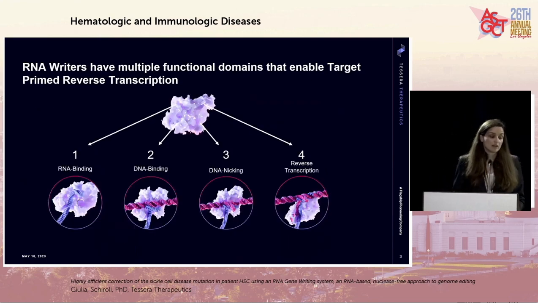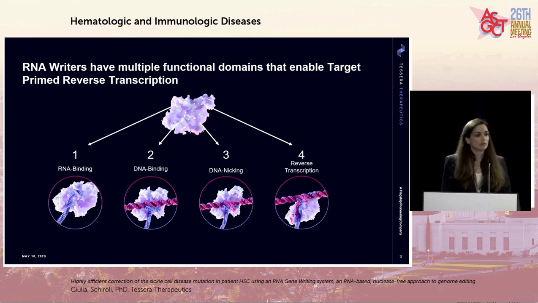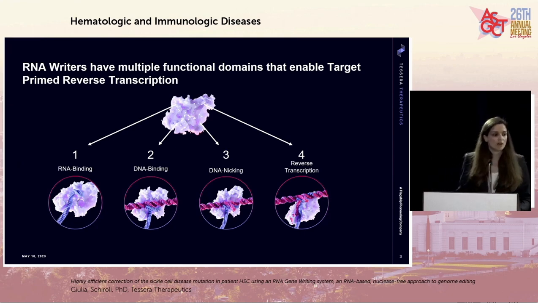Our engineered transposons, which we call RNA gene writers, have multiple functional domains which are engineerable, and they utilize target-primed reverse transcription as a mechanism of action. Target-primed reverse transcription starts within the nuclease domain, nicking the host DNA, which is then followed by the priming of the 3' end of the RNA template, which starts the reverse transcription, followed by the integration of the complete DNA sequence.